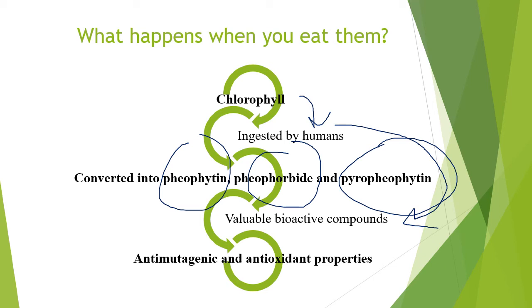By valuable, I mean they add anti-mutagenic and antioxidant properties in your body. That means they can easily inhibit the growth of cancerous cells, and that may be the reason why people advise us to eat more green vegetables. The next time someone asks you why we should eat green vegetables, you can add this reason also.